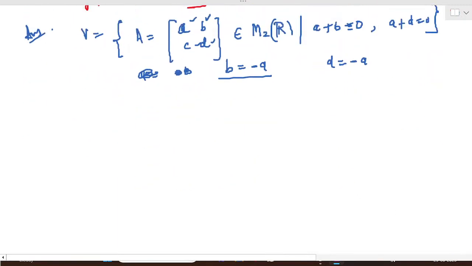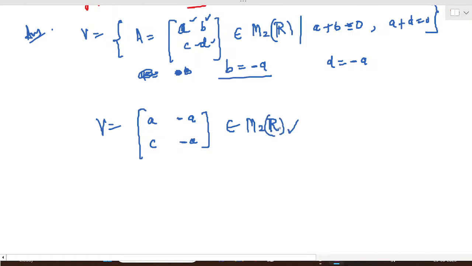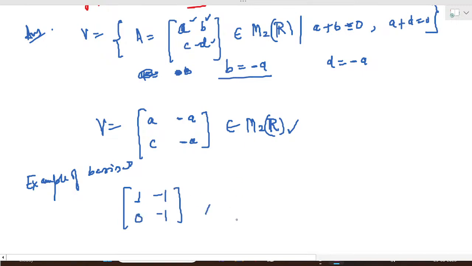Now it implies what? That my V would be nothing but this kind of set: A, what is B? B is minus of A. What is C? C is not identified. Let it be. And D is again minus of A. So one example of a basis set for this V would be what? What do you think? I can write either 1, minus 1, minus 1, 0, or I can write this also, 0, 0, 1 and 0.